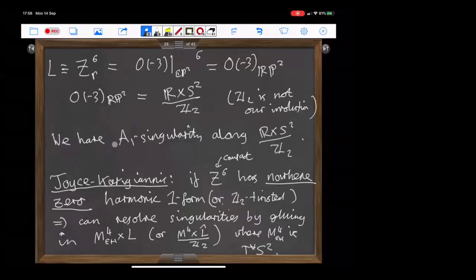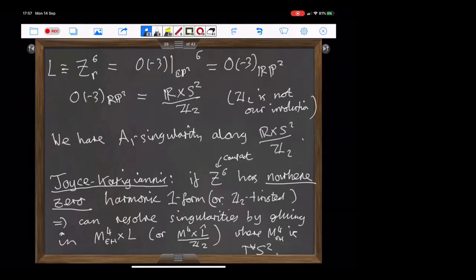Now, the complex conjugation in this space just fixes you to the real points. So since the total space is O(-3) of CP2, the fixed point set L of the involution is O(-3) of RP2. So it's a sort of real line bundle over RP2, which topologically you can think of as R times S2 modulo a Z2, which reverses the orientation of both factors. And physically, we have an A1 singularity along this 3-manifold.